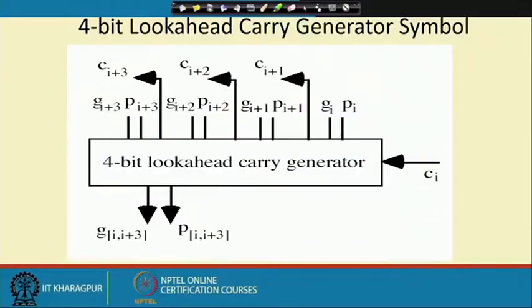So, this look ahead carry generation part, this portion, we can make it a design which is again an iterative design. Suppose I have got this 4 bit look ahead carry generator circuitry. That has got CI as input, and it generates of course, those XI and YI bits are there. So, it is not shown here explicitly. So, this GI and PI are coming here in terms of that XI and YI. That part is not shown here, and it generates this CI plus 1, CI plus 2, CI plus 3, and it generates this PI to I plus 3 and GI to I plus 3.